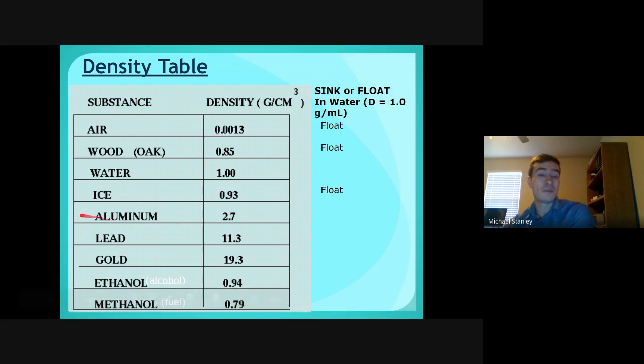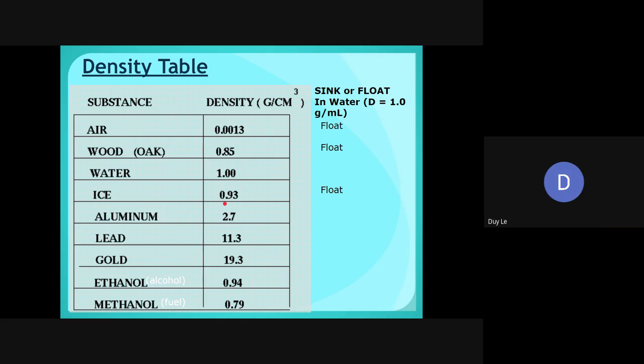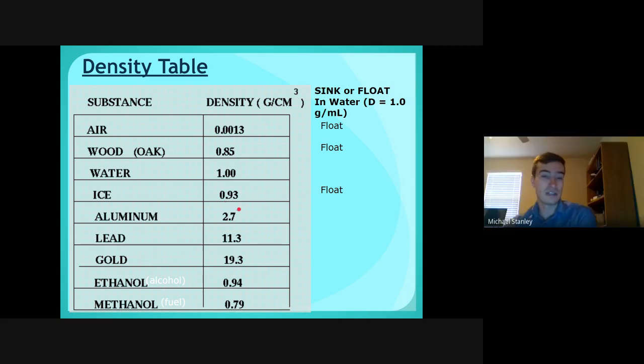What about aluminum down here? Like the stuff that your soda cans are made out of. Aluminum has a density of approximately 2.7 grams per centimeter cubed. So if you crushed up your soda can into a ball and threw it into a lake, is it most likely going to sink or float? Sink, exactly. 2.7 is bigger than 1, so aluminum is most likely going to sink.